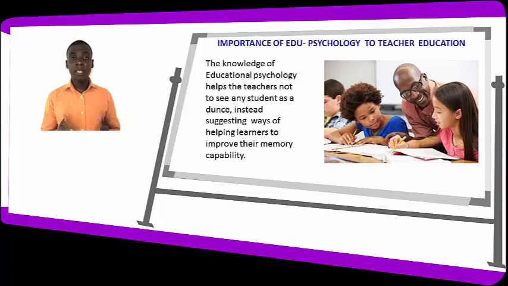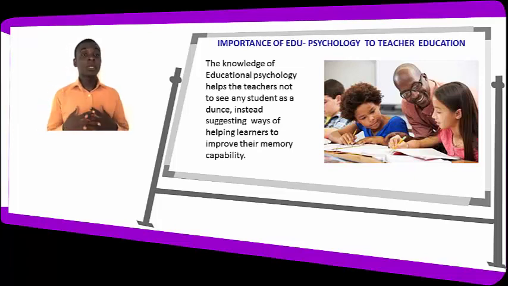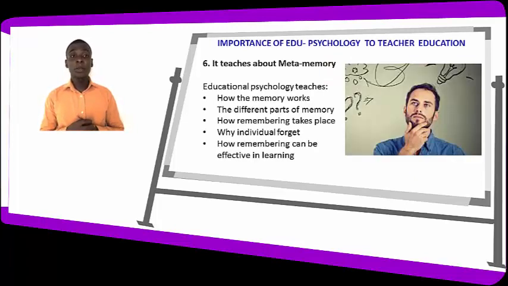So we as pre-service teachers, or we as teachers, we should be able to understand that every learner can learn. And it's not the fault of the learner that he or she is maybe an autistic child or a special child. So we need to understand that and adapt methods that could be used for proper learning for these learners. Educational psychology teaches how memory works, the different parts of the human memory, how remembering takes place, why individuals forget, and how remembering can be effective in learning.